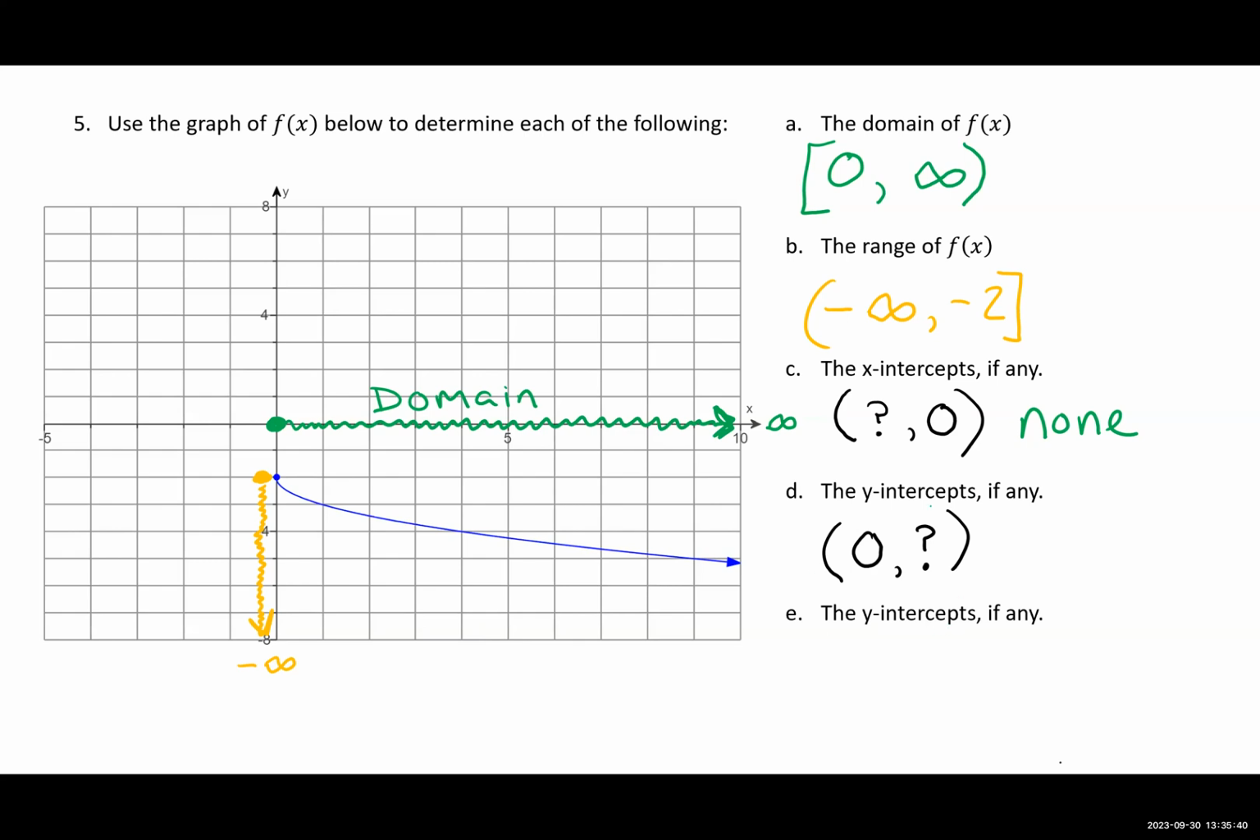Oh, I think I said y-intercepts twice. I don't need to do that twice. Domain, range, x-intercept, y-intercept. Now there is a point on the y-axis. That's the point 0, -2. This point right here. That first point that's on the y-axis, that is a y-intercept, has a y value of -2, an x value of 0.